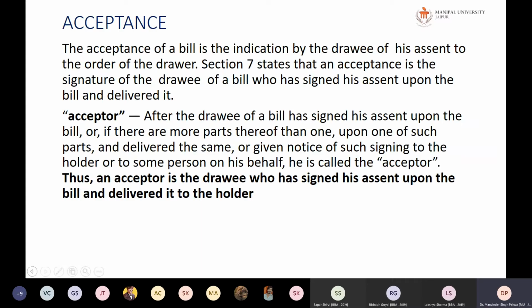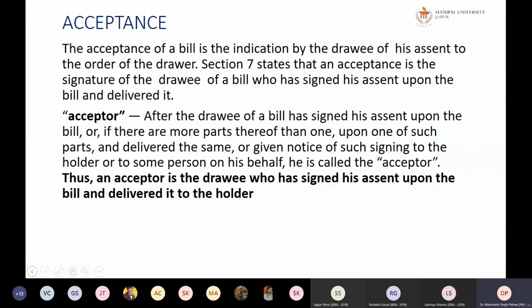So acceptance of the bill is the indication by the drawee of his assent to the order of the drawer. The drawer is making an order to the drawee for payment of a certain amount, and the drawee has to accept the order in order to become the acceptor. Section 7 states that an acceptance is the signature of the drawee of a bill who has signed his assent upon the bill and delivered it. It is not necessary to write "accepted"; even a signature without writing "accepted" will be sufficient. Then he will become an acceptor.